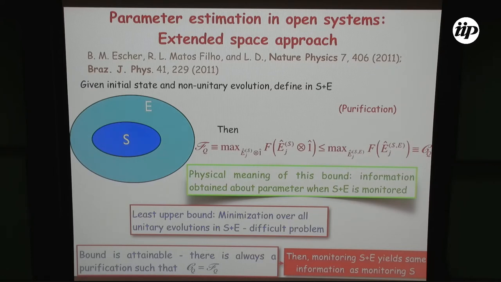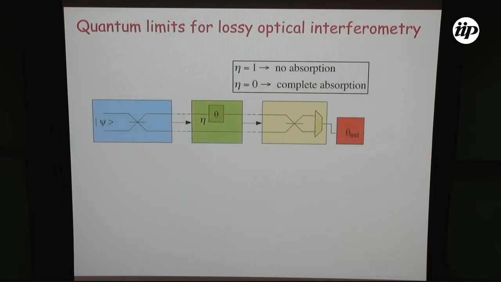But that gives us a clue about how to get this environment. We should try to build an environment where somehow we erase the information on the parameter for joint measurements of S plus E. And that's the clue we use to find nice environments. So let me go back again to the lossy optical interferometer.